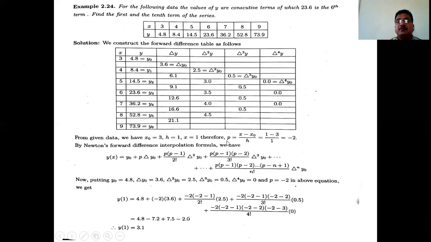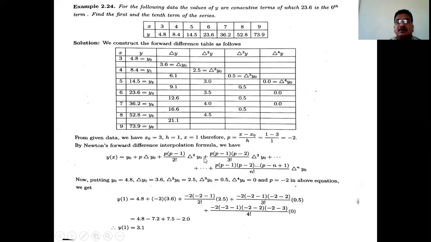What is u? The formula for u is (x minus a) divided by h. So x is 1, and a, which means the first term, is 3, divided by 1. That is minus 2. We have the answer, minus 2. And then write Newton's forward difference interpolation formula.